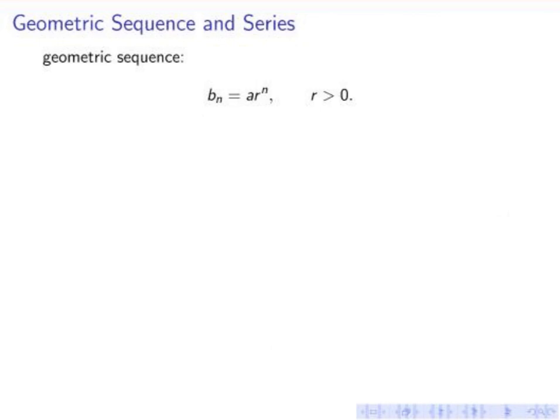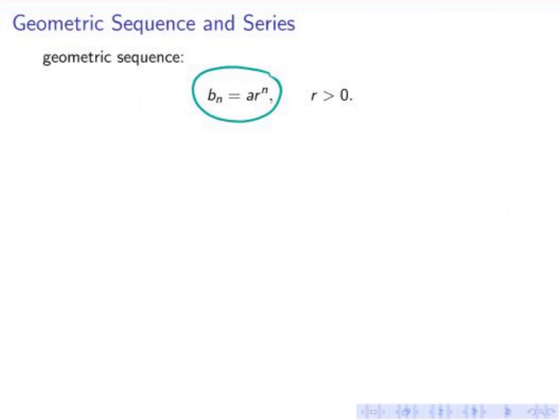Yes, welcome. So today we talk about geometric sequences and geometric series. Unfortunately, I have to turn the music down a bit. So here I give you a geometric sequence. Bn is a times r to the n, r is a positive number.